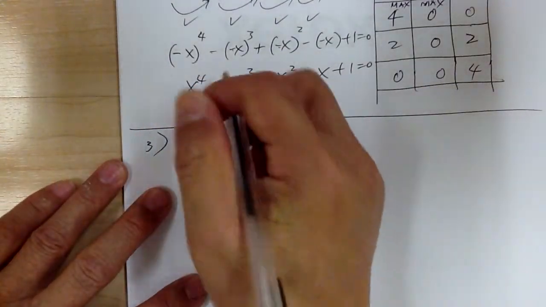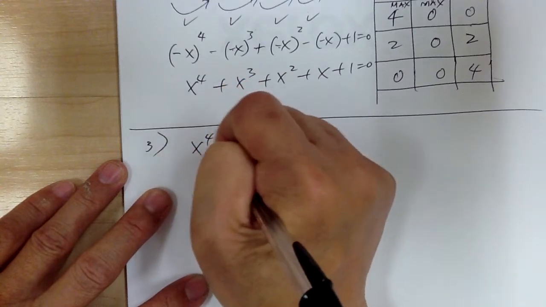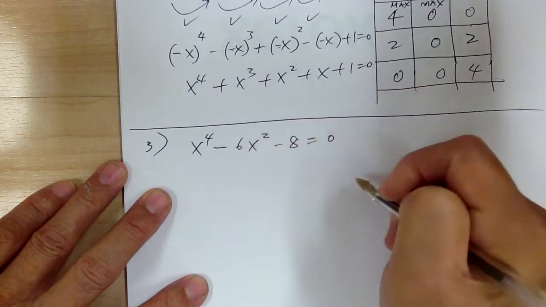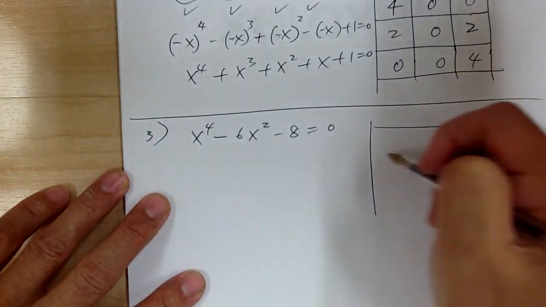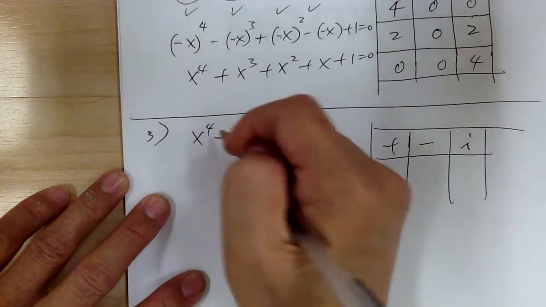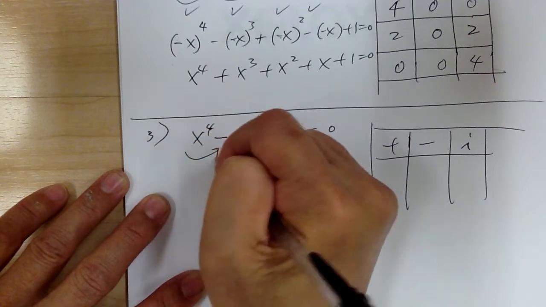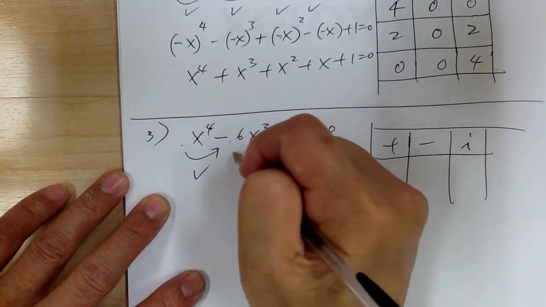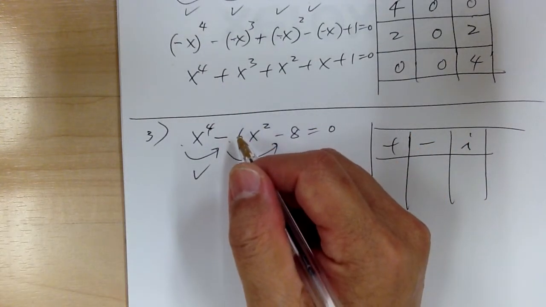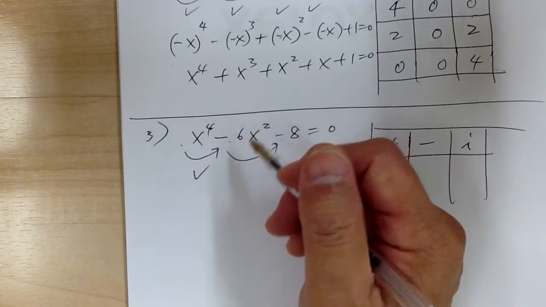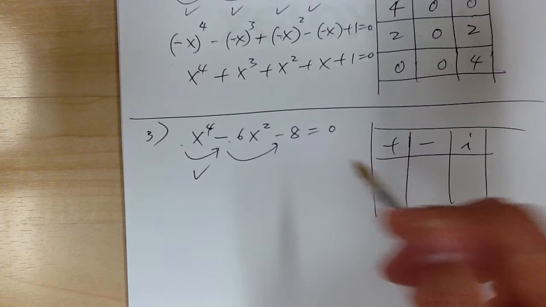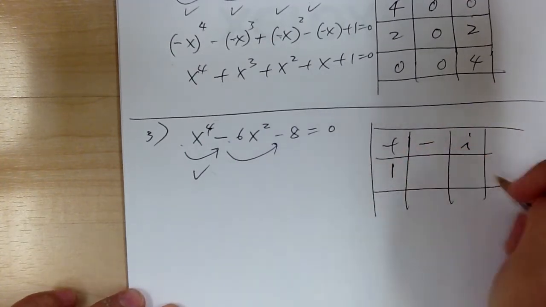Okay, so let's go to number 3. You have x to the 4 minus 6x to the 2 minus 8 equal to 0. Okay, so again, there will be a total of 4 answers, and you can check positive to negative. This one, yes, this one, no. So after that, you're going to get 1. So you're going to get 1 positive answer maximum.